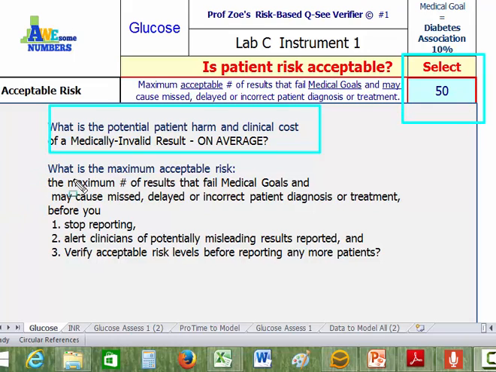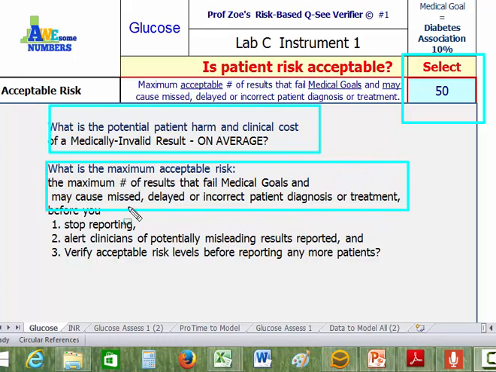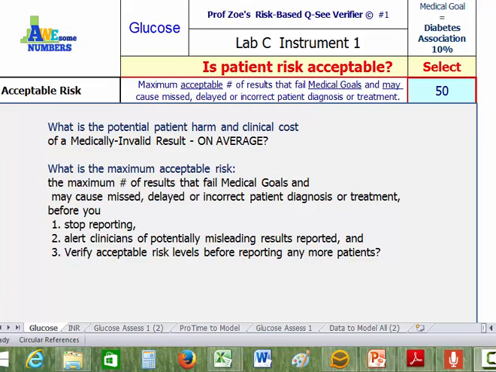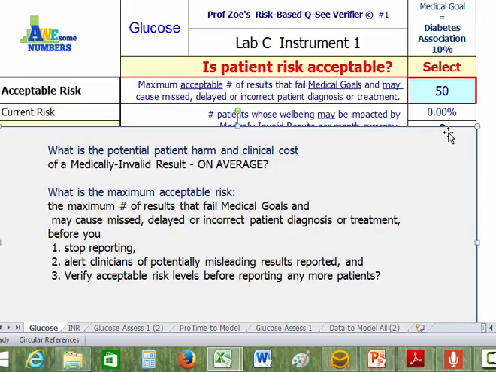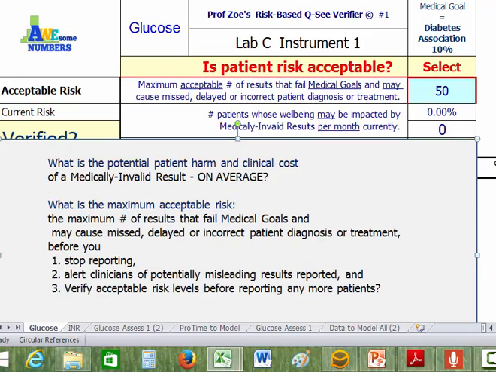What is the maximum number of results that can fail medical goals and possibly cause delayed or incorrect patient diagnosis or treatment before you stop reporting, alert clinicians to potentially misleading results reported, and verify acceptable risk levels before you report any more patient results? In this case, I very arbitrarily set that number at 50. That number would typically be defined by the medical director and the medical advisory staff.